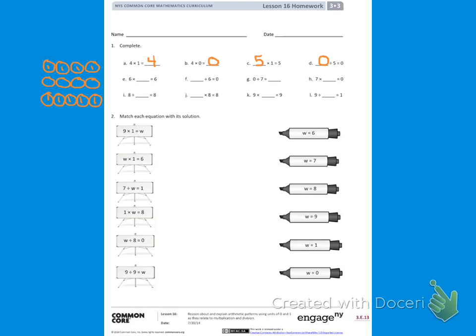Maybe I don't know how to remember that rule very well because it's new to me. If that's the case for you, you could draw it out. You could draw 9 groups, 1, 2, 3, 4, 5, 6, 7, 8, 9, and put 1 in each group. If drawing is necessary, do so. Otherwise, try to remember that anything times 1 is itself. So 9 times 1 is 9.